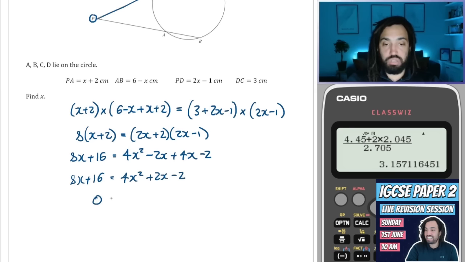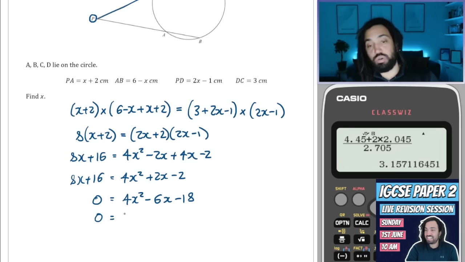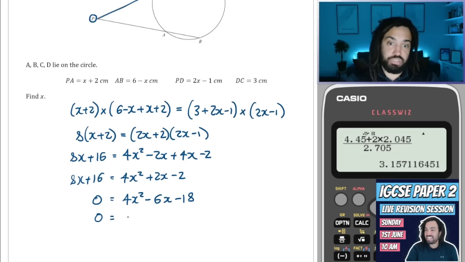And then we can bring it all over to one side because it's quadratic, so we want to equal it to 0. So take away 8x from both sides gives us minus 6x, and take away 16 gives us minus 18. Now, whenever we've got a quadratic we need to solve, if we can divide through, that's going to be super helpful just to make our numbers smaller. So we can divide through by 2.